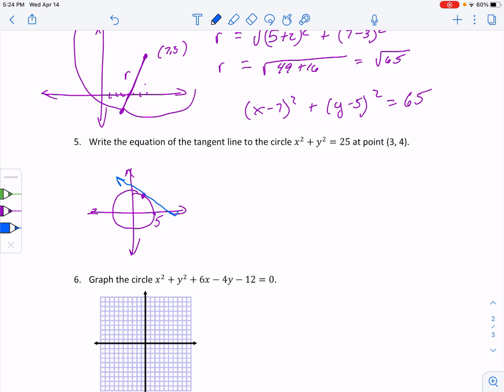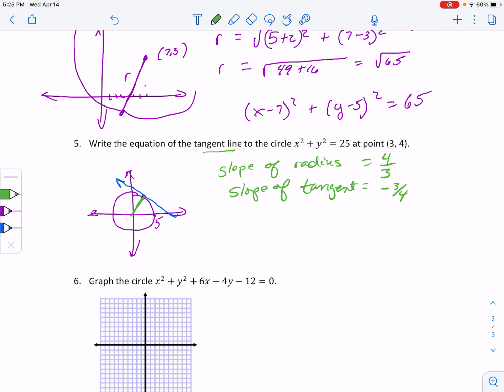If it's tangent to the circle, it's perpendicular to the radius. So I need the slope of this line in order to get the slope of my tangent line. Well, the slope of that's rise over run. So the slope of the radius is equal to 4 over 3. So the slope of the tangent is equal to negative 3 over 4.